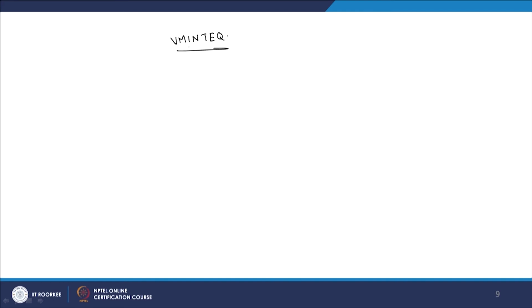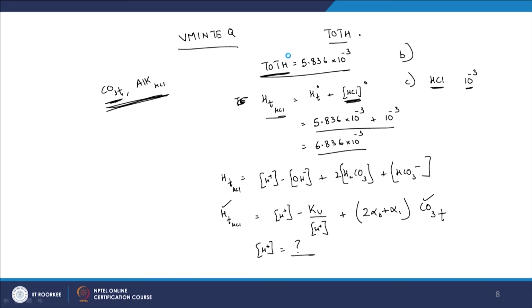So, how do I solve this now? Again, I am going to plug in H total after addition of HCl, and also what else please? CO3 total after addition of HCl, which is still going to be CO3 total initially, right. And why is that? Because HCl is not going to affect CO3 total, yes. And here H total HCl, what was that equal to? Let us look at that.